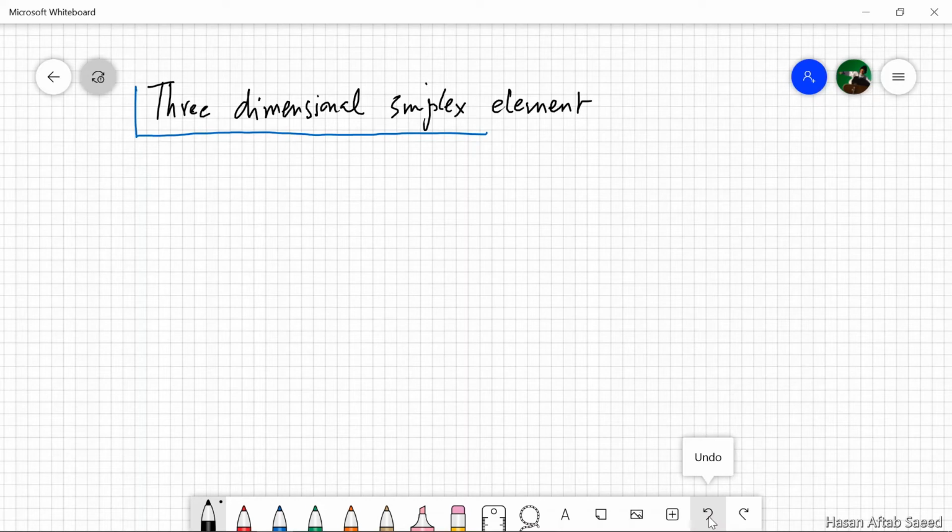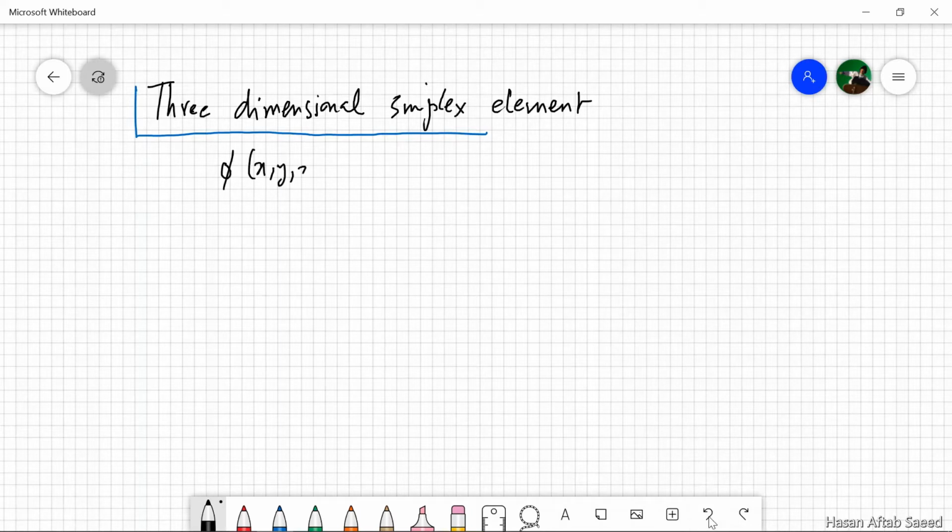Expressions for shape functions of the three-dimensional simplex element can be derived in a similar manner as we did for the 1D and the 2D case, but it's a rather involved process. What we'll do instead is just present the results, and you can see the similarities between the 2D and 3D case. Obviously, there are some differences as well.